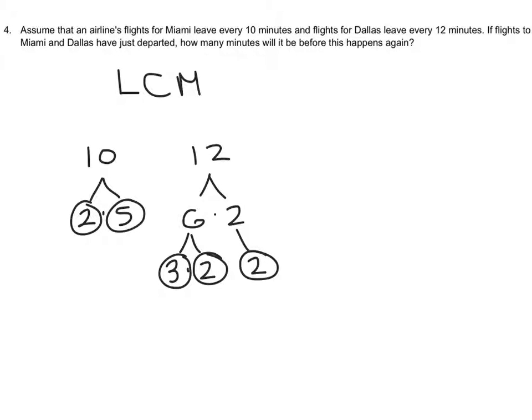Now I want to find the LCM. So I'm looking for the greatest number of times each factor occurs in either number. If I look at the factor 2, 2 occurs 1 time in the number 10, and 2 occurs 2 times in the number 12. So the greatest number of times that 2 occurs is 2 times. So this will be 2 times 2.